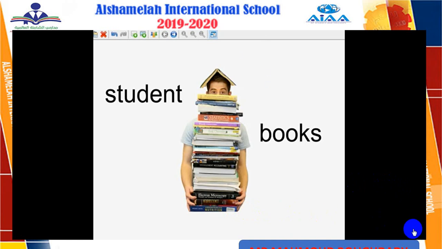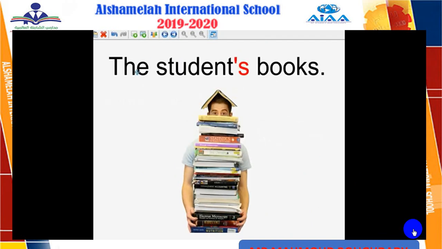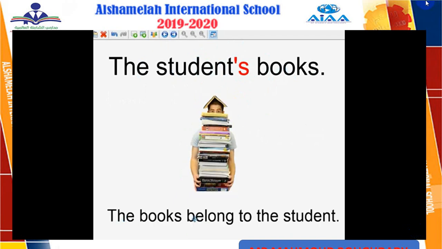Okay, this is the slideshow that we looked at in class. Here we have a picture of a student with a huge pile of books. So we've got a student and his books. Now, we would say the student's books. Notice the apostrophe S means that the books belong to the student. The student has the books. So the books belong to the student. That's what our apostrophe S is.